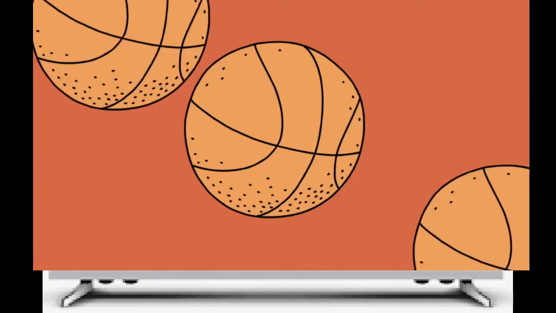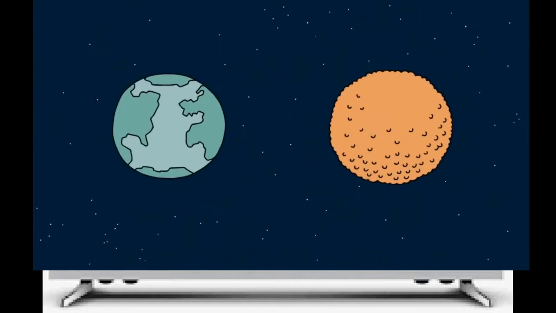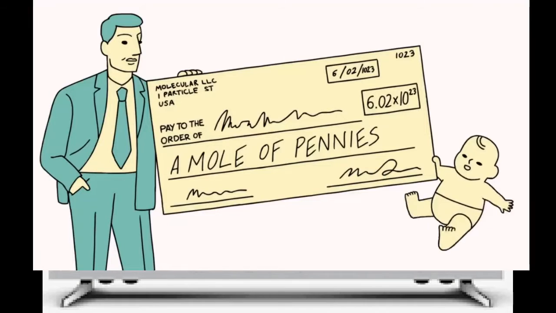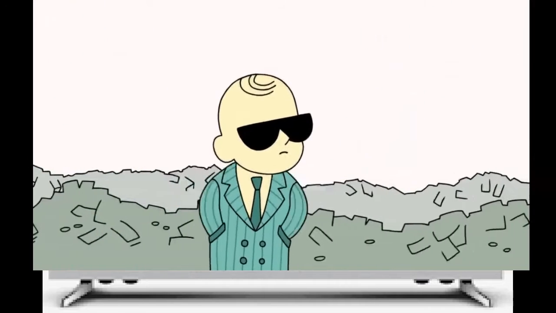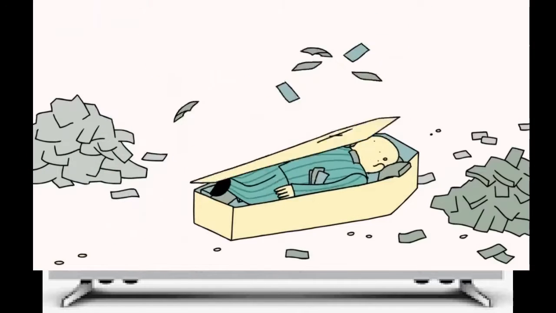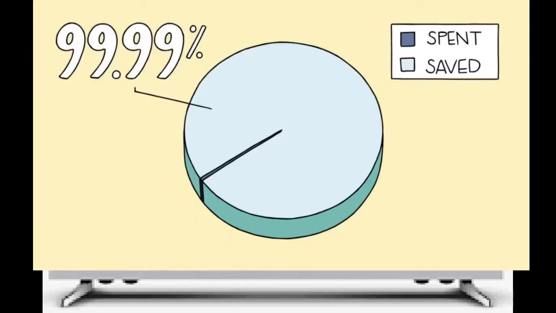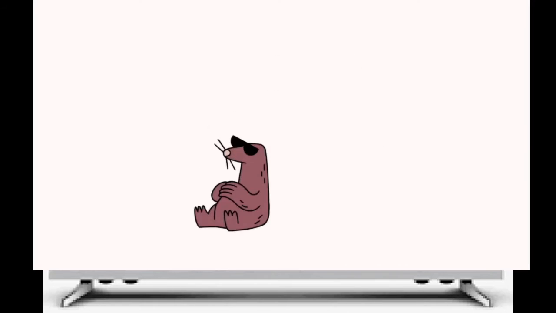If you had a mole of basketballs, you could create a new planet the size of the Earth. If you received a mole of pennies on the day you were born and spent $1 million a second until the day you died at the age of 100, you would still have more than 99.99% of your money in the bank. So there you have it, the story of the mole, Avogadro.